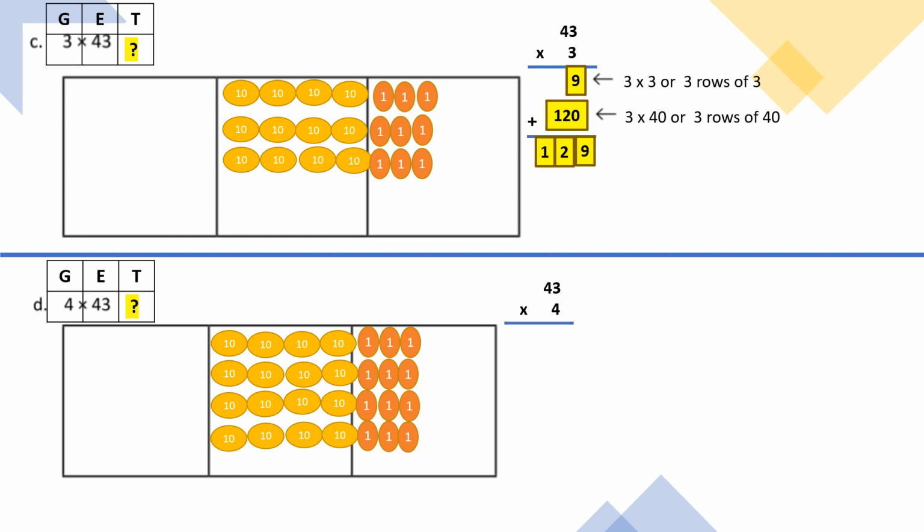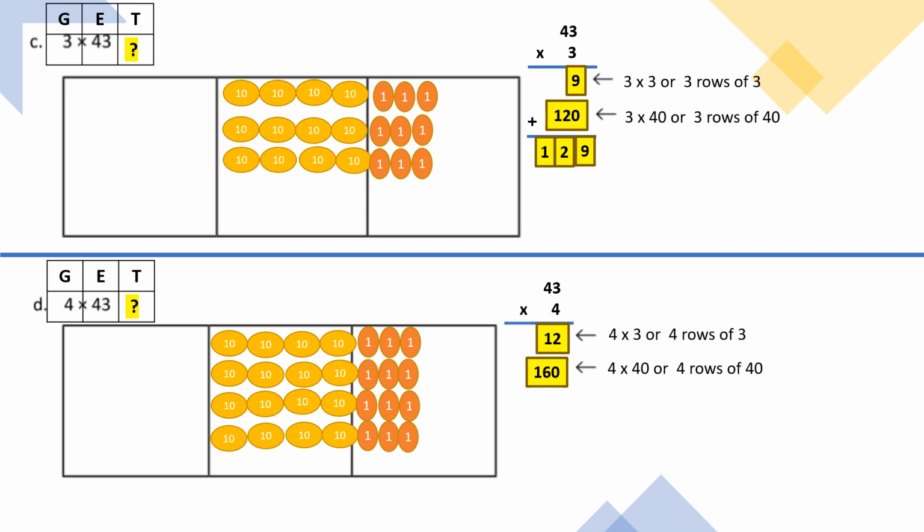Let's go ahead and solve our equation. So we set it up as 43 times 4. First, we're going to multiply our numbers in the ones place. And really, you can count your place value discs to get the answer, right? So 4 times 3 is 12. That's the same thing as those 4 rows of 3 that we have in our place value chart.